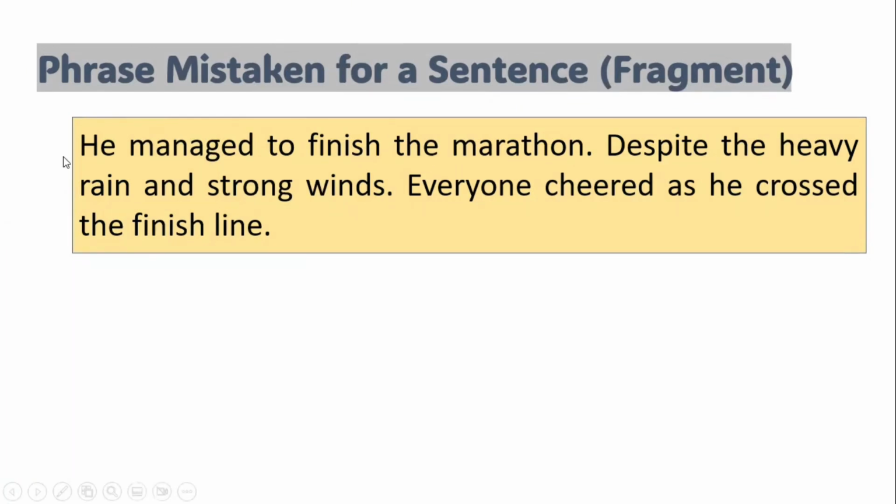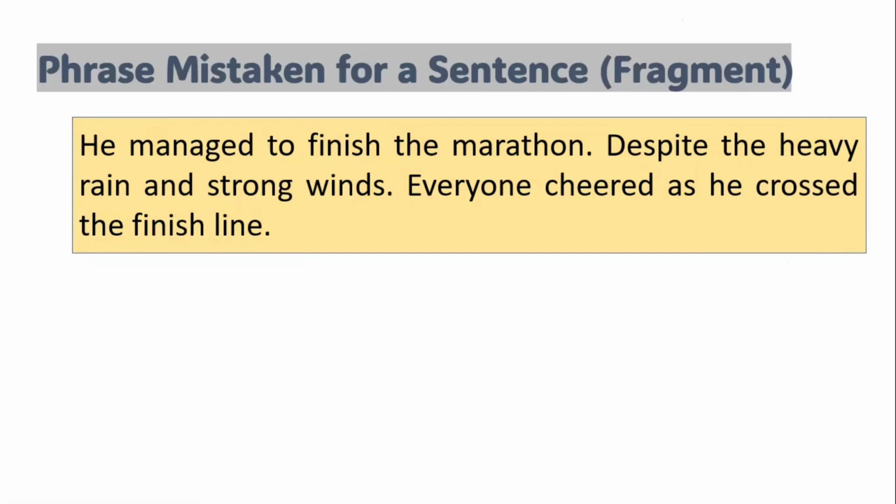When you say something like this, he managed to finish the marathon despite, means يعني على الرغم من, the heavy rain and strong winds. Some people think that this part, the heavy rain and strong winds, is a sentence. If you look carefully at this part, it's not actually a complete sentence, because in order for you to say that this is a sentence, you need to have a subject and a verb. If you look at this part, you don't have a verb. So this is what we call in English a phrase, and a phrase cannot stand alone.